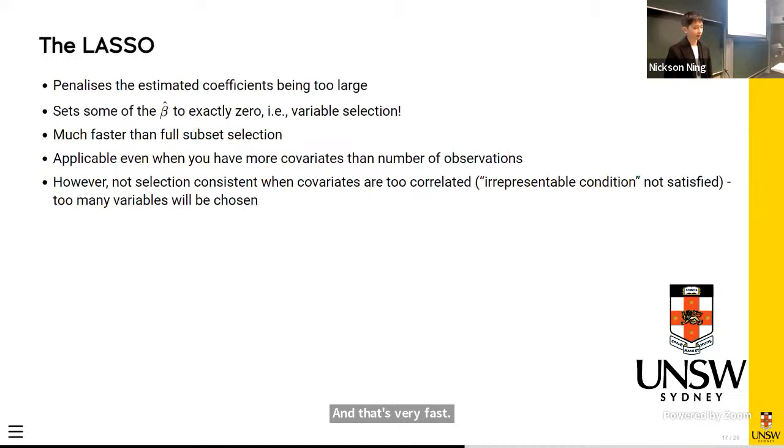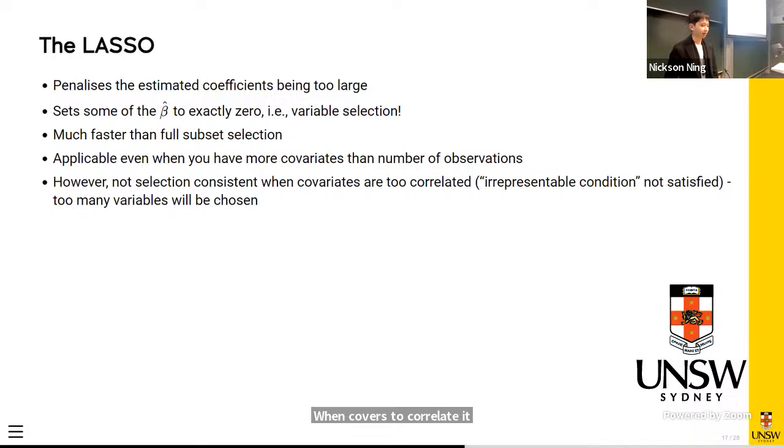Okay, so this slide kind of just summarizes what I just said in the last slide. But there's a problem, however. When this was invented, people were very happy because we now had an approach to do variable selection, even when you have a very large number of covariates. However, it turns out that the lasso is actually not going to be selection consistent when covariates are too correlated.